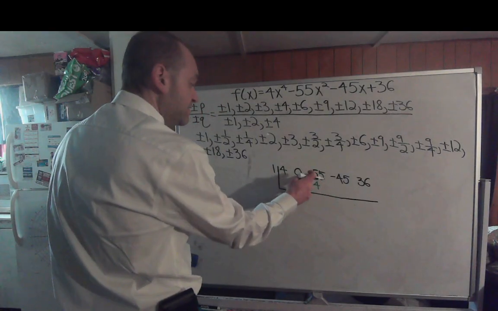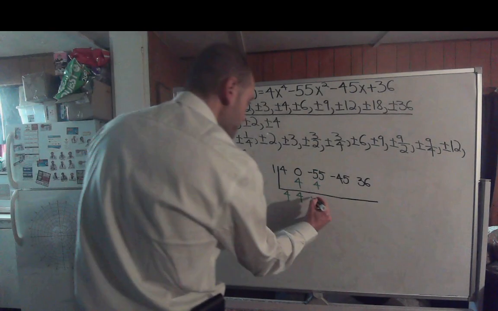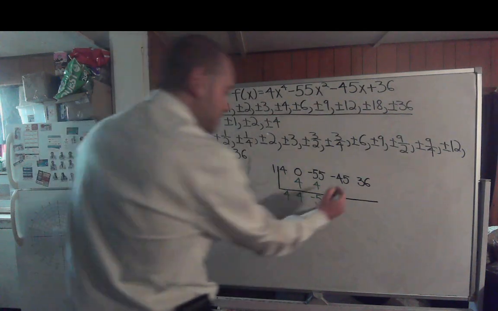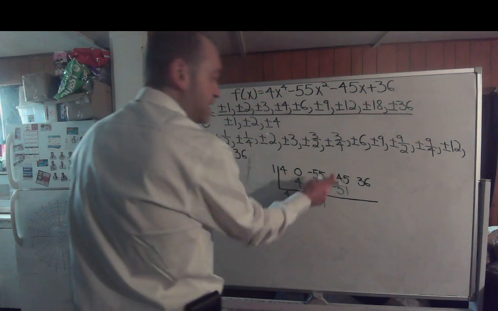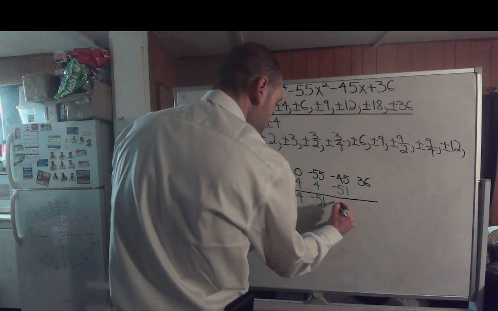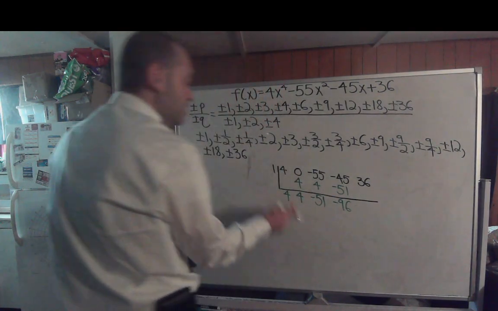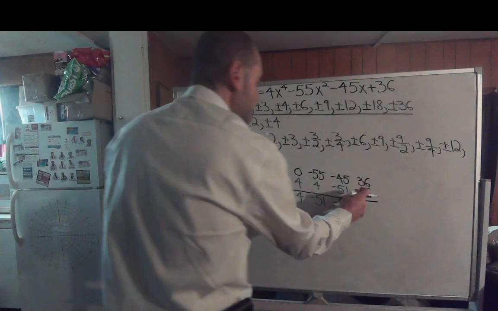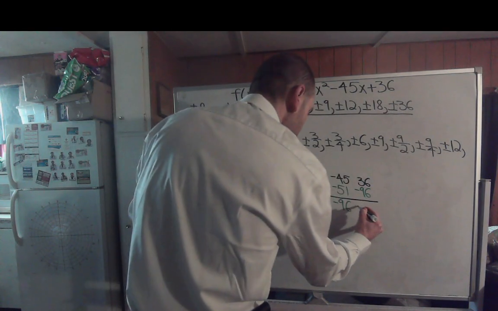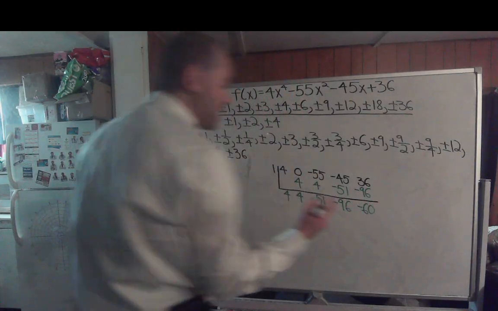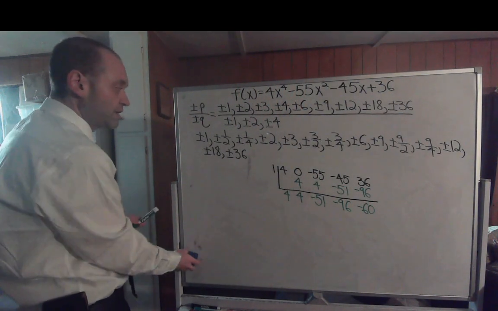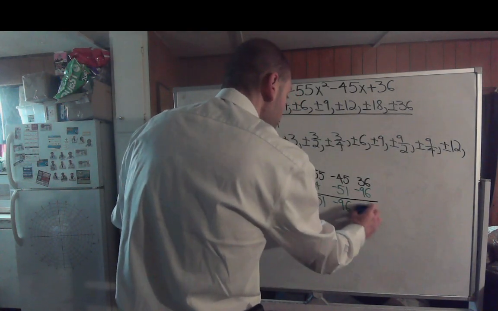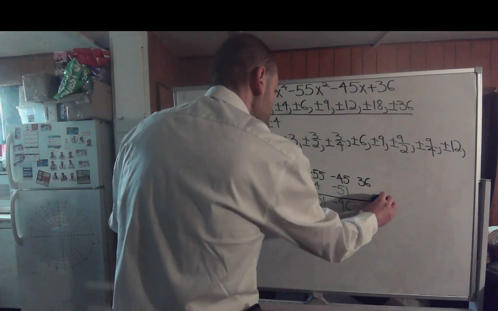Now negative 55 plus 4 is negative 51. Okay, 1 times negative 51 is negative 51. Negative 45 plus negative 51 is negative 96. 1 times negative 96 is negative 96. And then 36 plus negative 96 is negative 60. Well, you have a remainder of negative 60, so clearly positive 1's not going to work. Let's try negative 1 and hope that works.